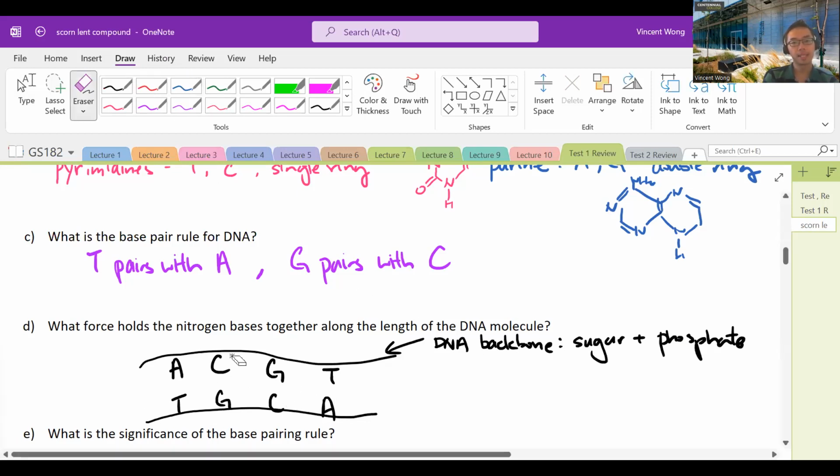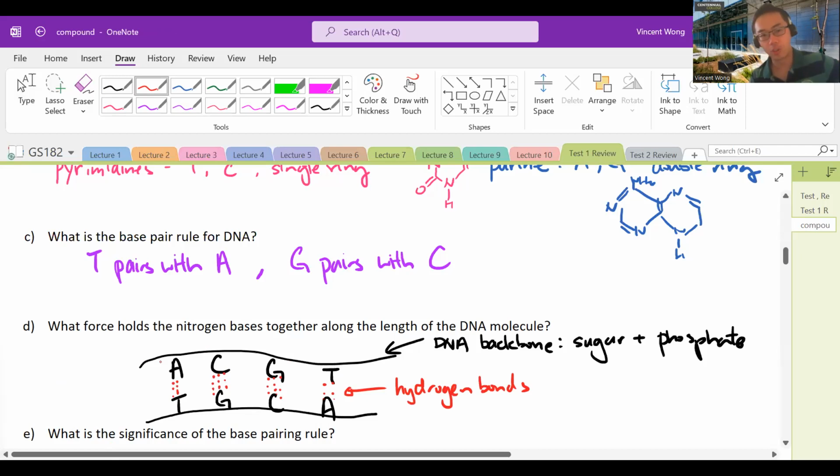Right? So what holds them together is the hydrogen bonds. Okay, so A pairs with T, there are 2 hydrogen bonds that hold them together. Whereas for C and G, there will be 3 hydrogen bonds. Okay, so these are hydrogen bonds. 2 between A and T, 3 between C and G. Right, so it's a stronger hold between C and G.